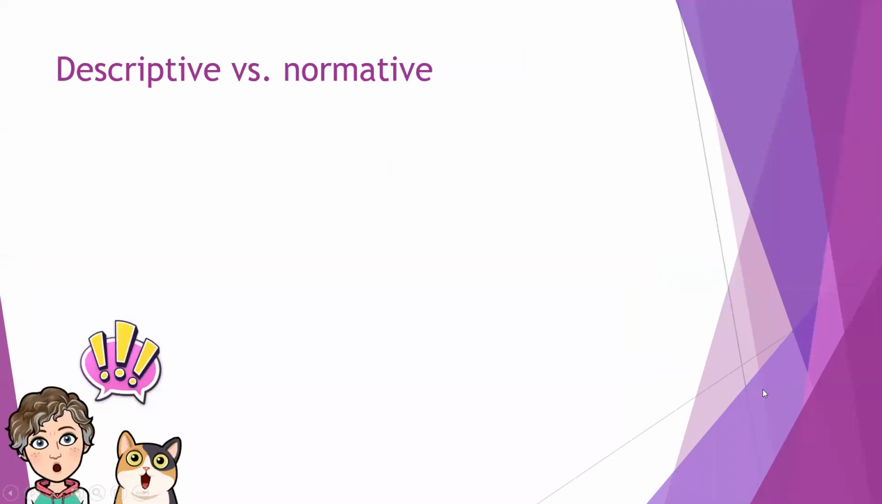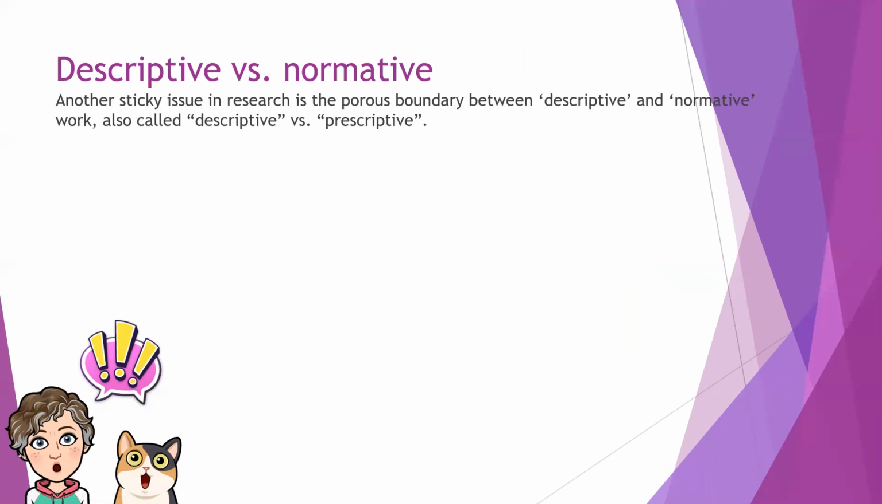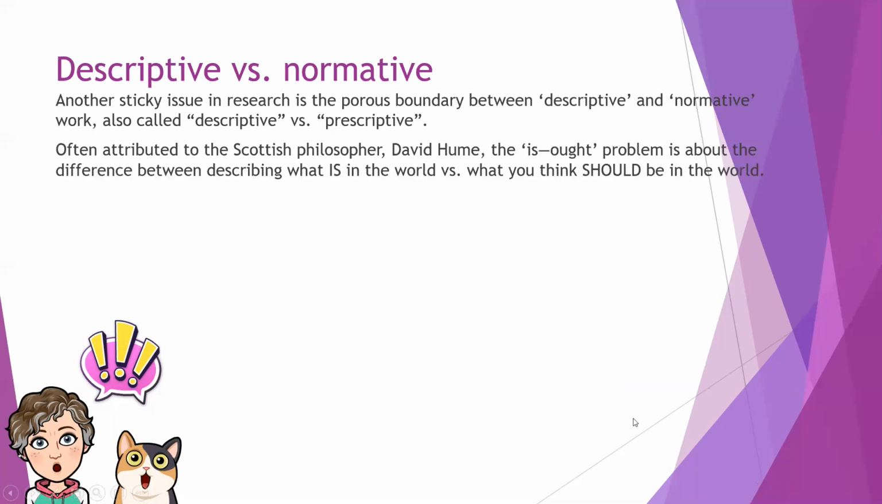Now, one of the other areas we said we would need to pay some attention to is something called descriptive versus normative framings around knowledge production. And this is a really slippery, tricky one. It's a sticky issue because the boundary between descriptions and normative assumptions, or descriptions versus prescriptions, as they're often called, is very, very porous. It's not actually a hard line at all. It's often attributed to the Scottish philosopher David Hume, called the is-ought problem, about the difference between describing what is in the world versus what should be in the world. Now, Hume posited this as a clean difference, but it's anything but.